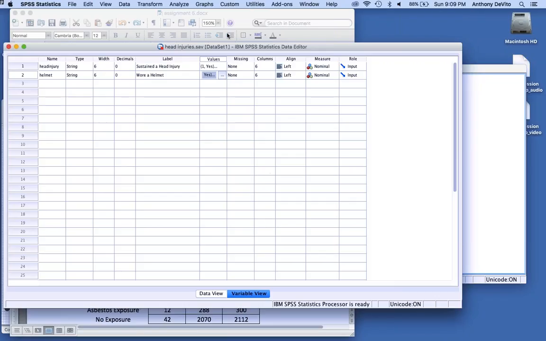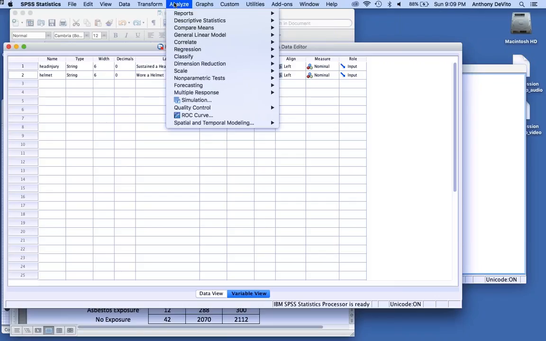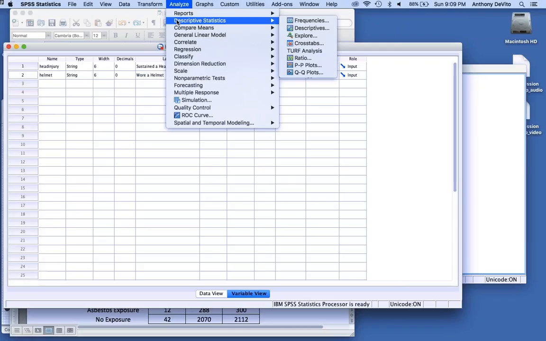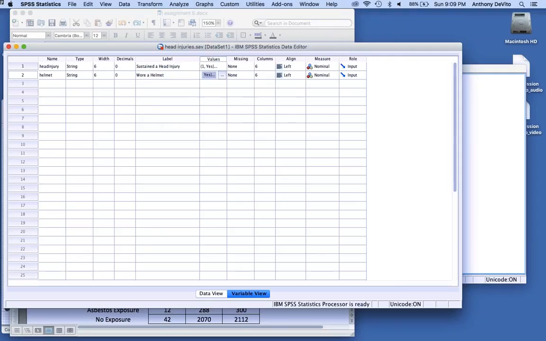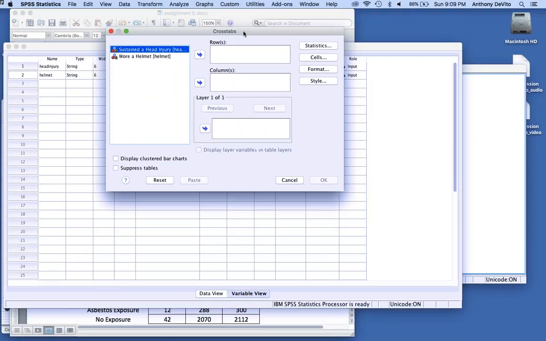Okay, so I'm going to go up here to Analyze. I'm going to go up to Descriptive Statistics. Since we're going to start off by creating a table of some kind, I'm going to go into crosstabs. That's going to create our crosstabs tables or contingency tables.